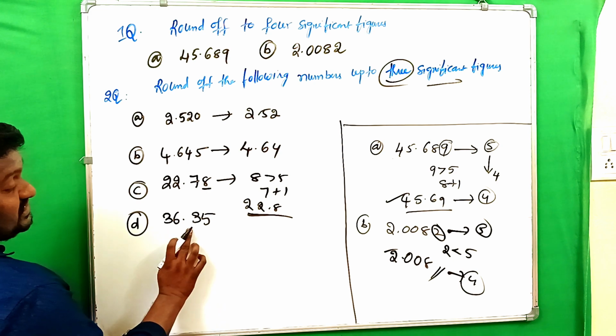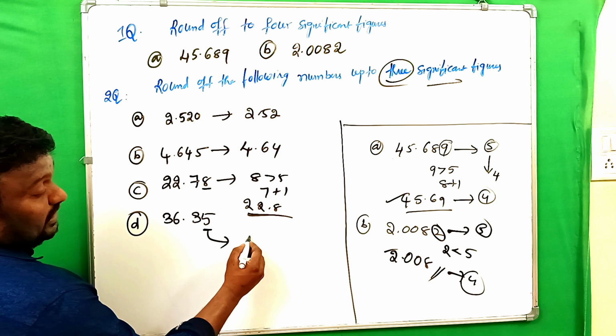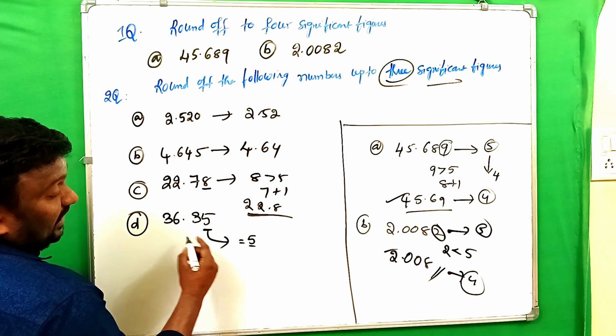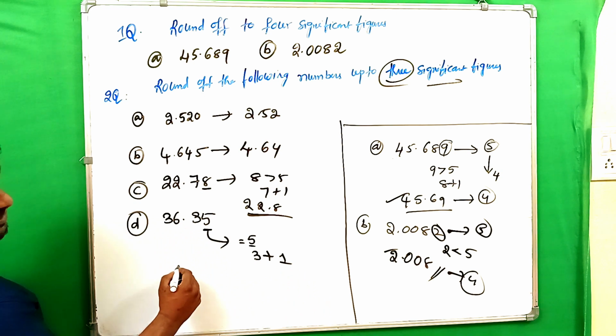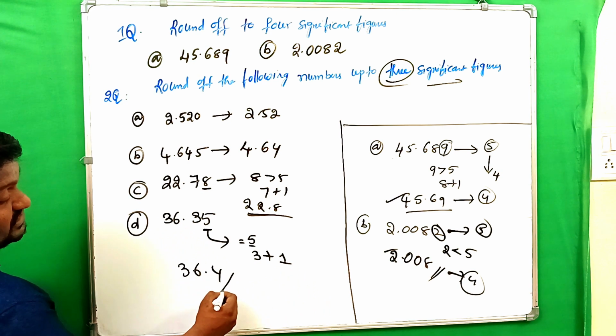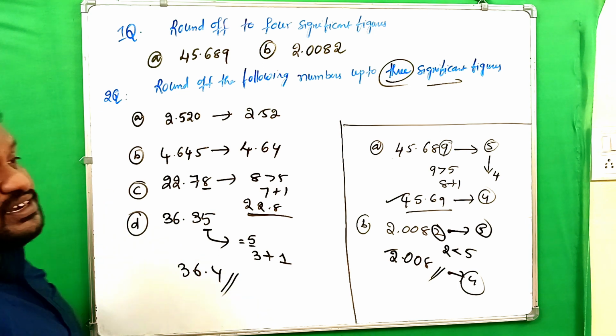And now 36.35. Here the 5 is going to be dropped, it is equal to 5, and the preceding number is an odd number, so it is going to be raised by 1. Now 36.4. Clear? In this way we can round off numbers up to the required significant figures.